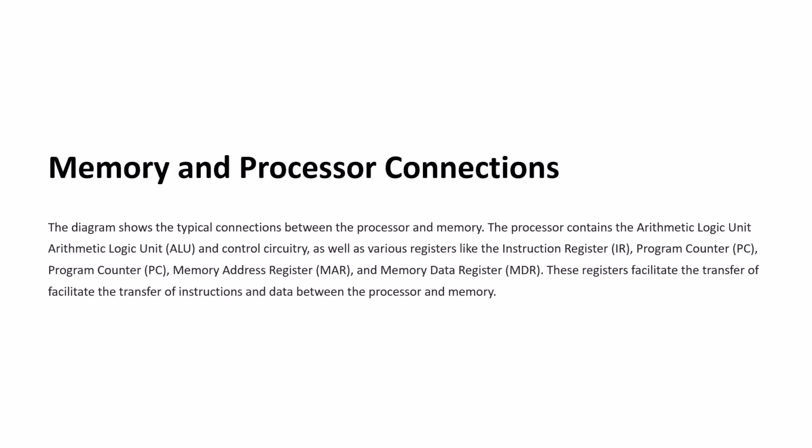Memory and processor connection. The processor communicates with the memory through buses and control circuits. Registers like MAR, MDR, PC, and IR ensure the data transfer between the memory and the CPU. The ALU and control unit manage the actual computation and signal coordination. This shows how data and control signals flow inside the CPU and the memory, and helps in understanding the concept of hardware communication.